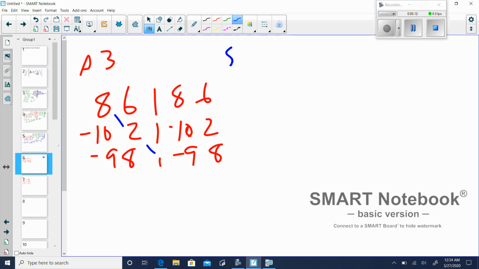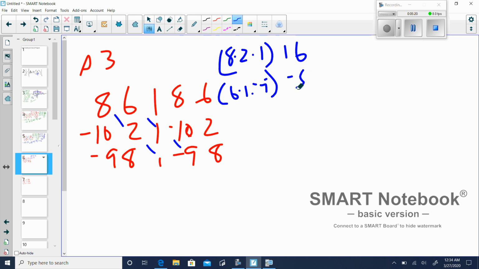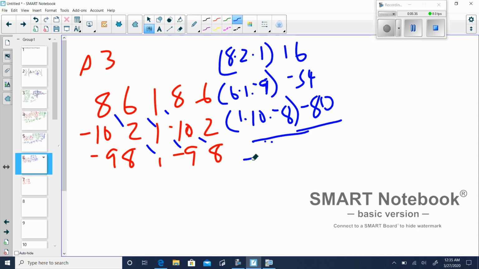So as you go across, 8 times 2 times 1, 16. 6 times 1 times negative 9 is negative 54. Then we have 1 times 10 times negative 8, negative 80. So we have, what is this? Negative 134 plus 16, negative 118.